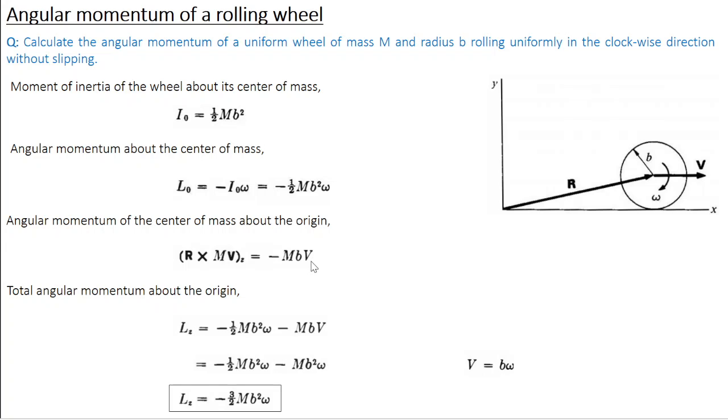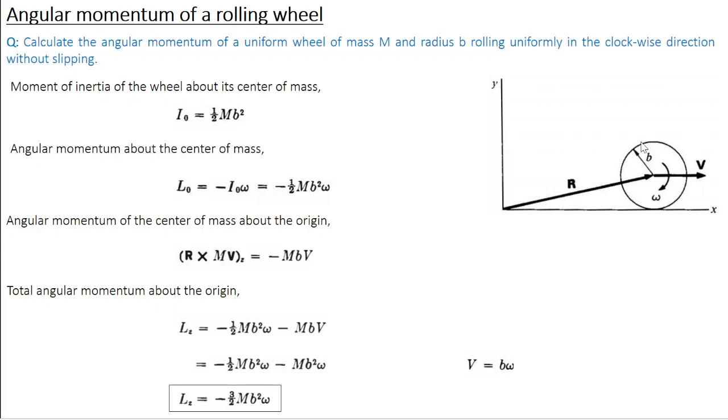Once again, since the angular momentum points into the plane of the screen, I put a minus sign here. So this is minus mbv. So the total angular momentum about the origin is nothing but the spin component plus the orbital component. So this is minus half mb square omega plus minus mbv.